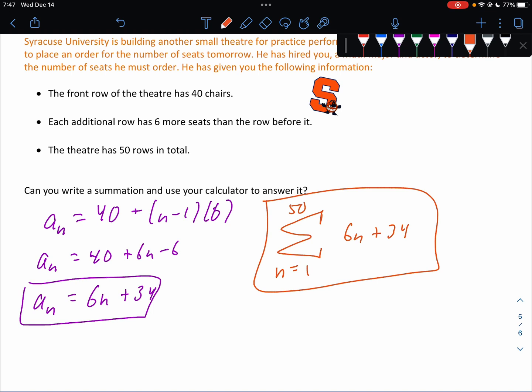Now it says we can use our calculator to answer this. We learned this in yesterday's video. We go to second list, then math number 5 is the sum, and then second list operations number 5 is sequence. We type in our sequence, our variable, our starting point, and our ending point. And we should get that there are 9,350 seats needed for this little theater.